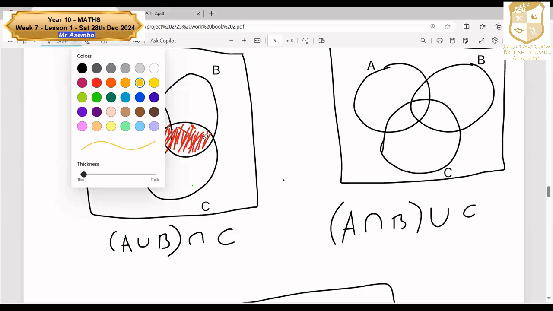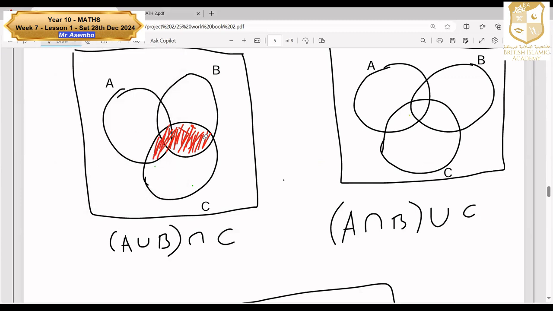This time, let me use yellow. Now, take A intersection B first. Where is A intersection B? A intersection B is this region here. That is A intersection B. Okay, and then union C.